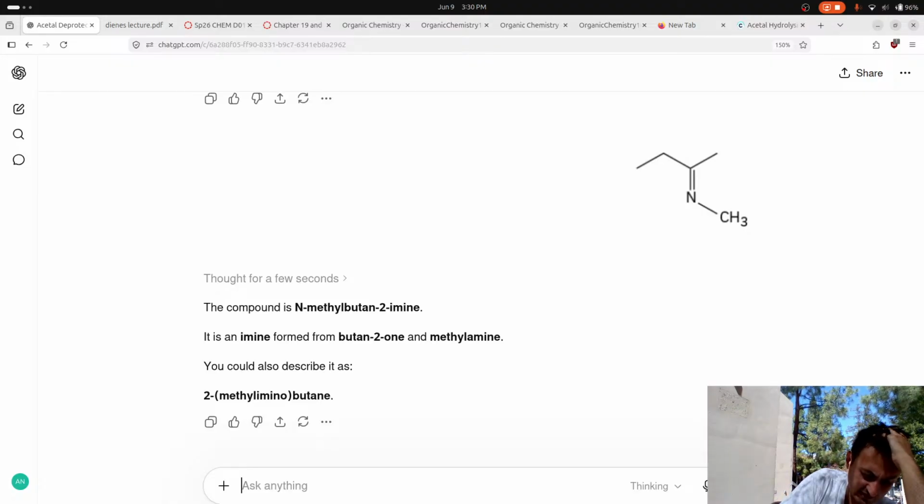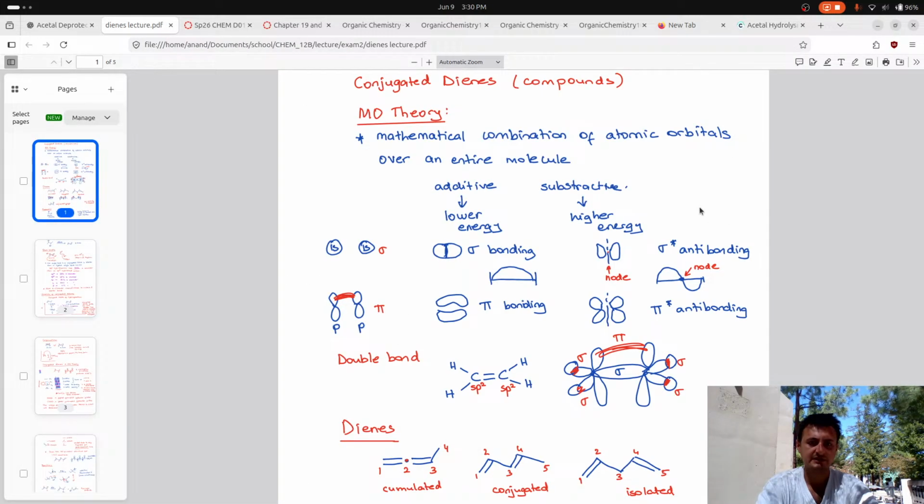So this is N-methyl. I always find the N's really weird, but you know, it's like, what if there's two N's in it? Who cares? N-methyl butane 2-imine. All right, that's actually easy. I like that. N-methyl butane 2-imine. Okay, chill.